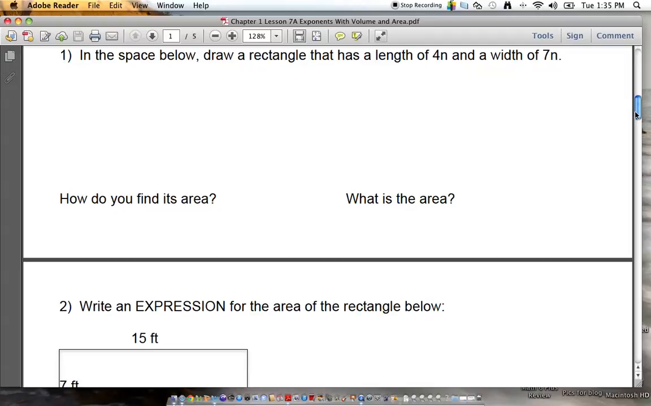I would like you to do number 1, and then how do you find its area, and what is the area? Go ahead.